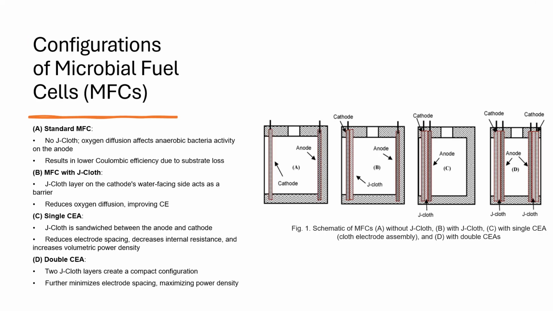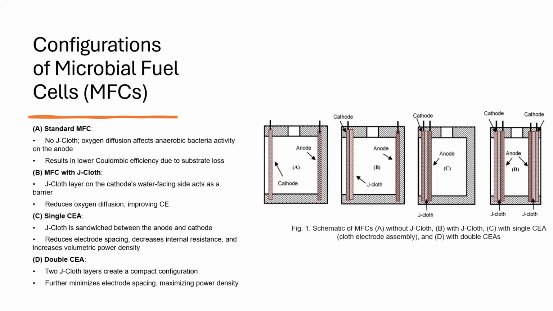Figure 1. Standard microbial fuel cell, no J-cloth, no proton exchange membrane. This is the baseline design where oxygen diffuses from the cathode to the anode, disrupting anaerobic bacteria and wasting the substrate. As a result, the Coulombic efficiency is low, and power density is limited.